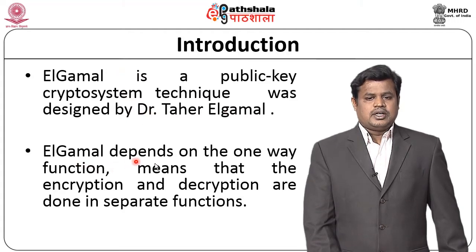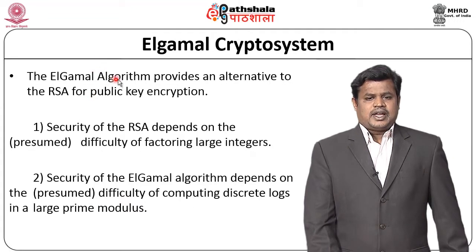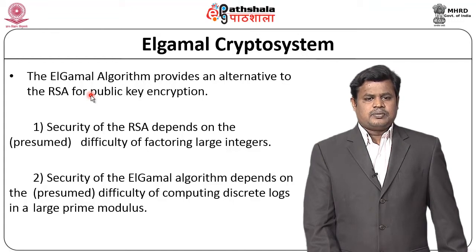Elgamal depends on a one way function, meaning that encryption and decryption are done with separate functions. Suppose I want to encrypt, I have to use the encryption function, and similarly for decryption I have to go for the decryption function. The Elgamal algorithm provides an alternative to RSA, a crypto system which we have discussed earlier for public key encryption. With RSA we already saw how the public and private keys are generated, and also the encryption and decryption process.